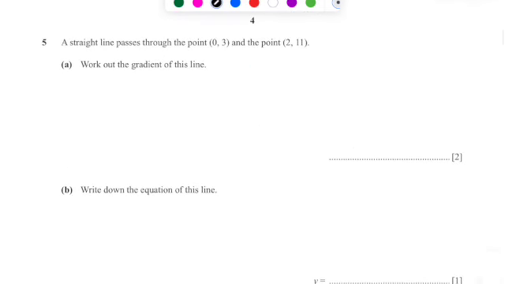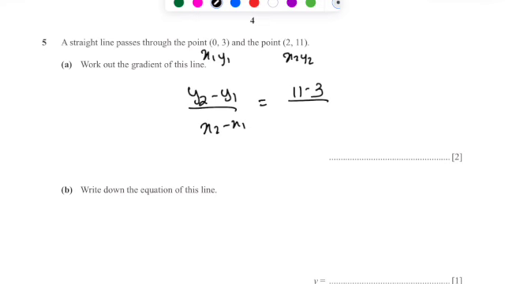A straight line passes through this point. Find the gradient. So this is x1, y1. This is x2, y2. Gradient is y2 minus y1 by x2 minus x1. So 11 minus 3 by 2 minus 0, which is 8 by 2, which is going to be 4.